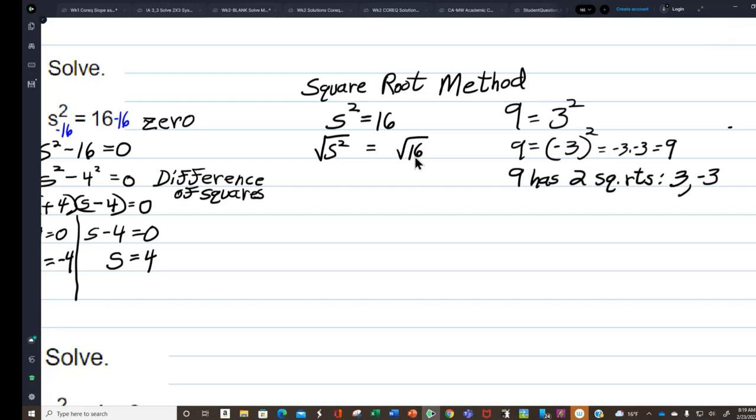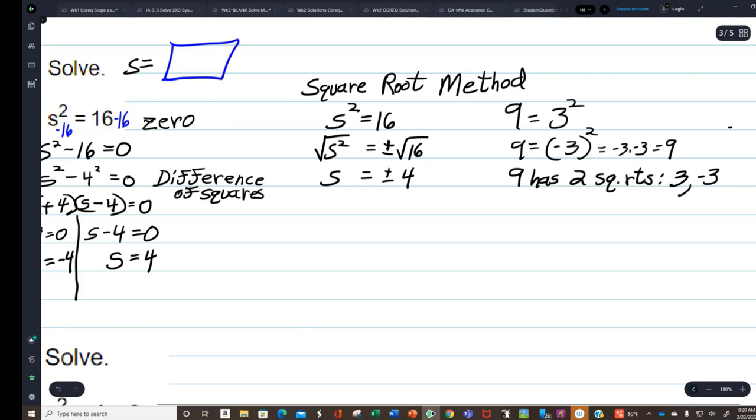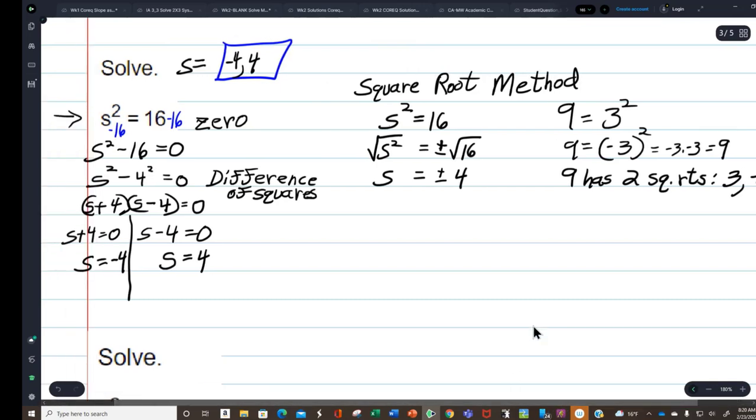But, I have to recognize that 16 has two square roots, a positive square root and a negative square root. This little symbol is used for the following. The square root of s squared is s plus or minus, and the positive square root of 16 is 4. So our solutions are s equals negative 4 and positive 4. And that's the square root method. So two ways you could work this. And then next time we'll talk about a third way you could have worked it.